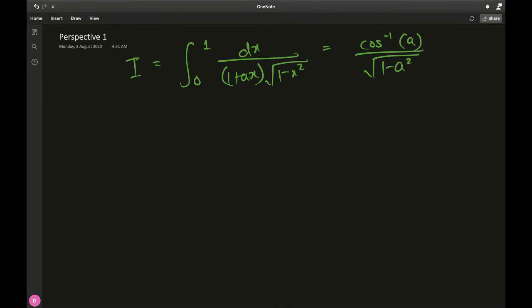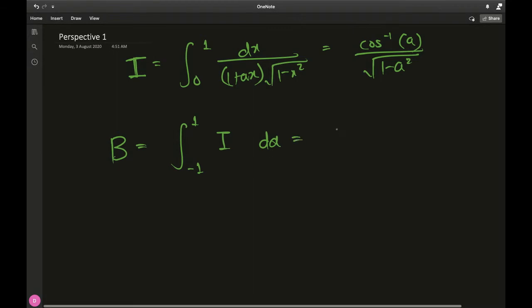Okay, now we know I turned out to be this. Now we can actually perform another integration. I know this is integration on another integration, but it's elementary integration. So I'm calling it B for the Bessel problem. The integral from negative 1 to 1 of I, but now integrated with respect to a. So just to rewrite, and you'll get a perspective of what's going on.